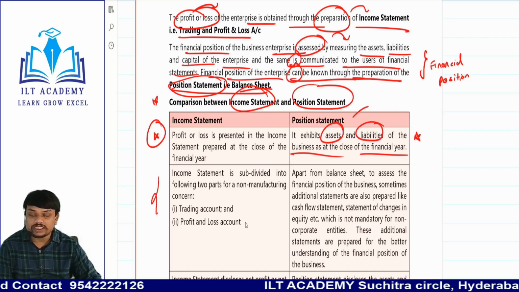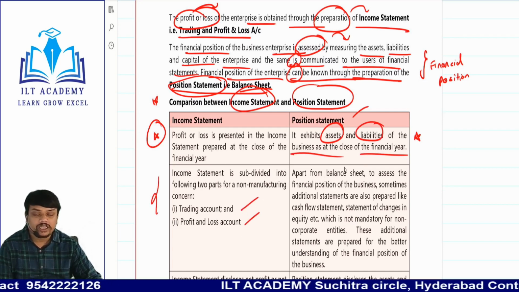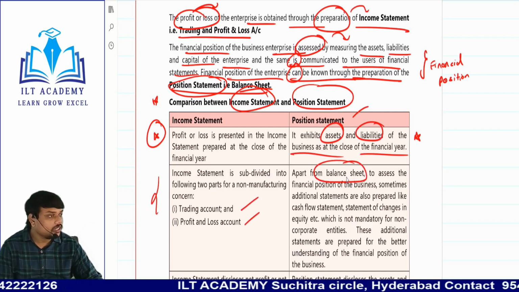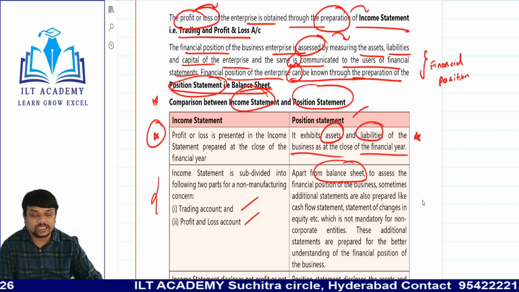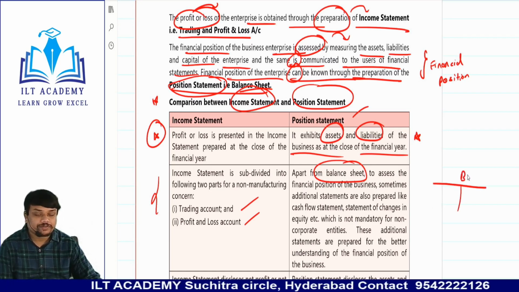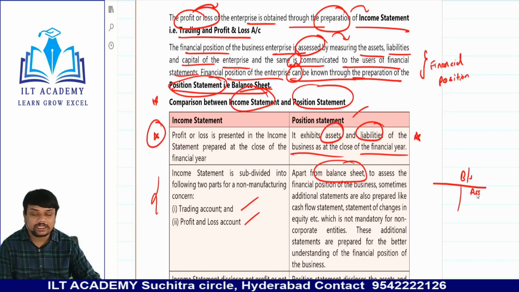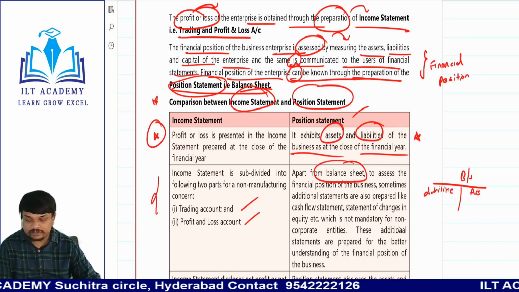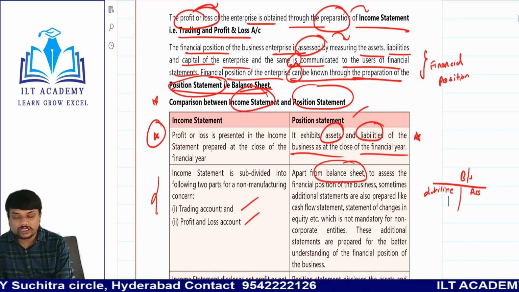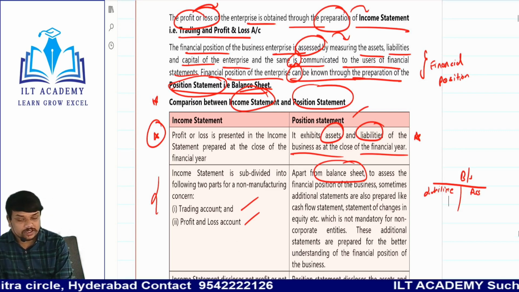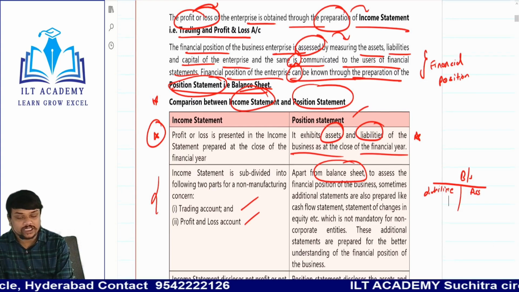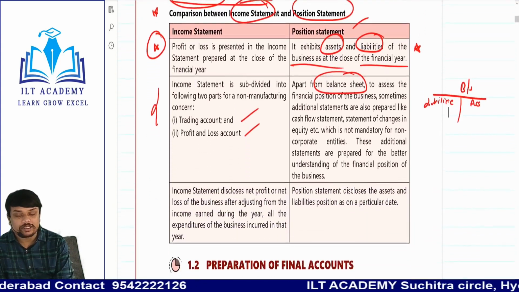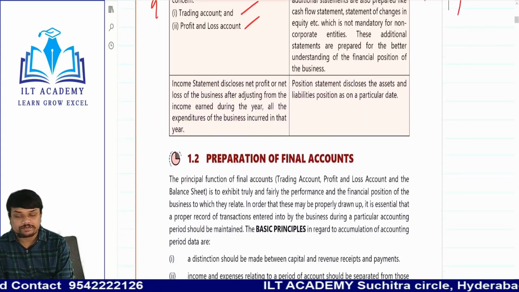Okay, the income statement consists of the trading account and P&L account, whereas the position statement consists of the balance sheet. The balance sheet is categorized with assets on this side and liabilities on this side. Here, the income statement discloses the net profit or net loss of the business, whereas the position statement discloses the financial position of the assets and liabilities on the particular date.